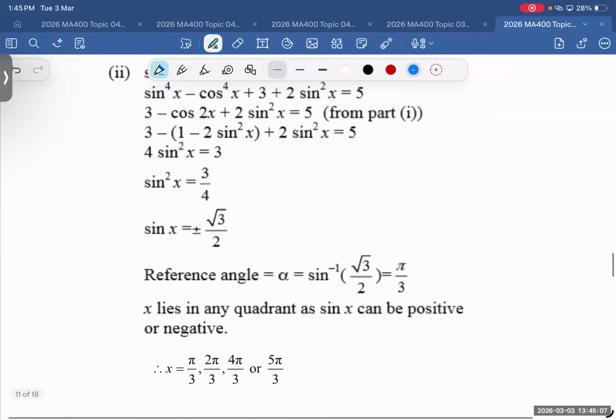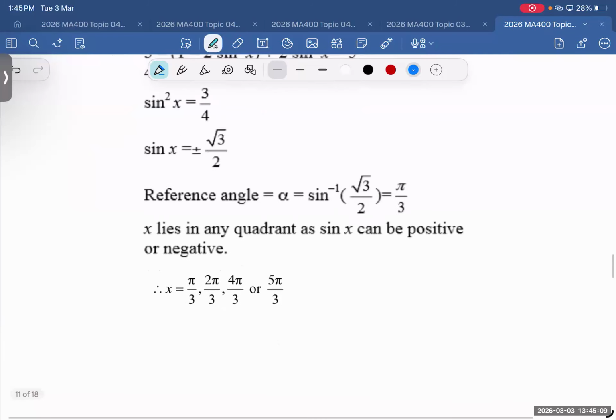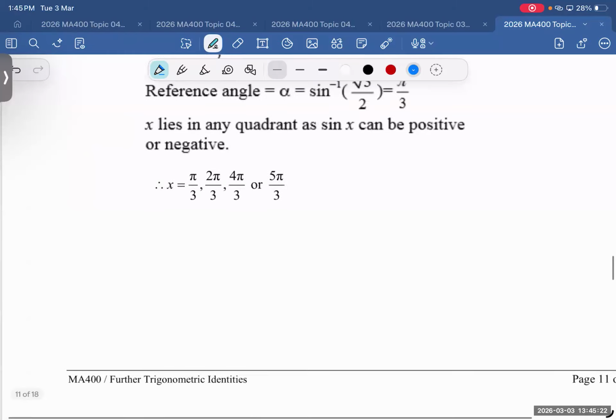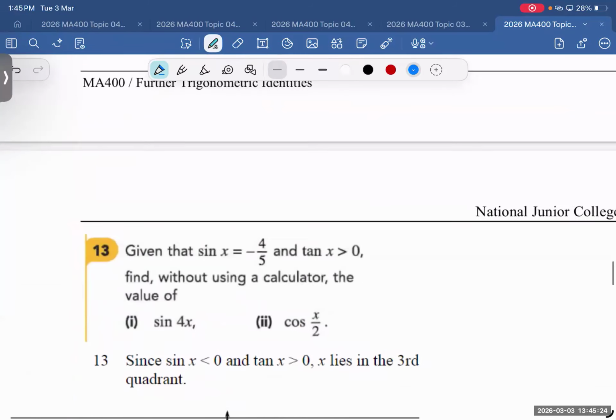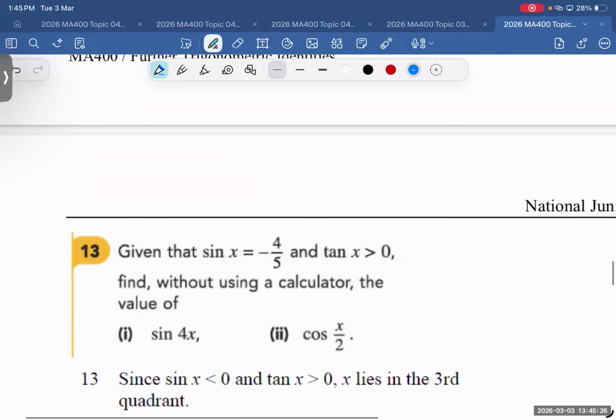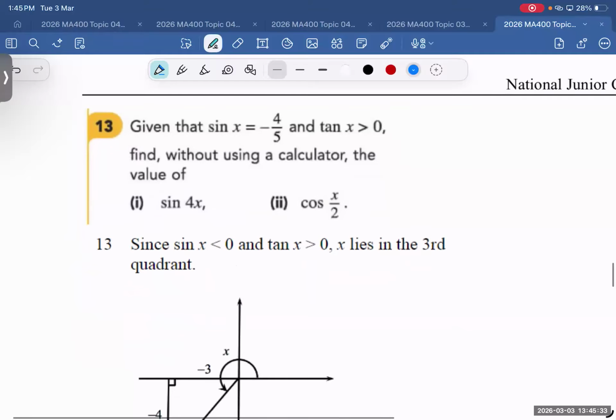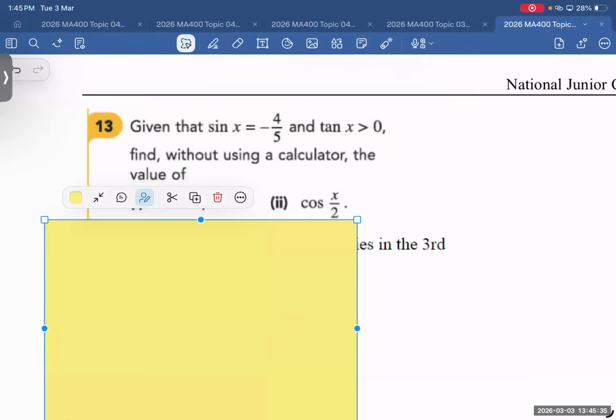Okay, after that I solve. I can get answer. Then you're okay? Question 13. Part 1, part 2. Part 2.